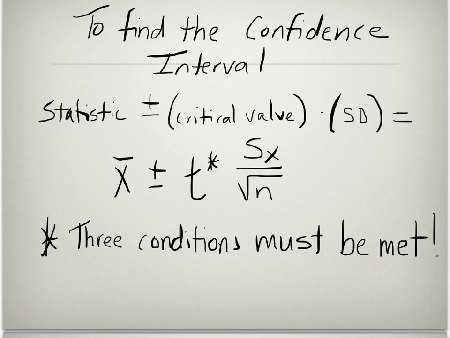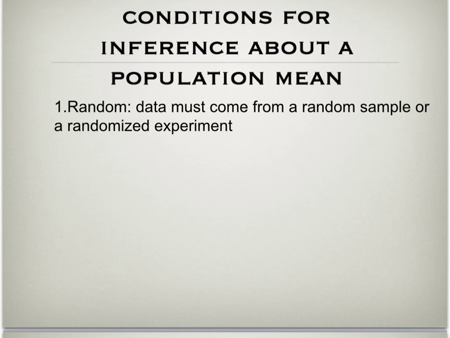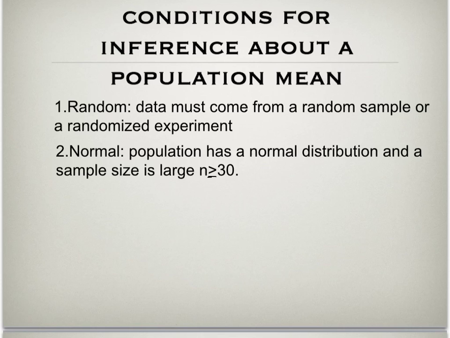Remember from before when we were calculating the confidence intervals for population proportions, the same three conditions must be met to find the confidence interval of sample means, meaning they must be random, independent, and normal. So again, the conditions for inference about a population mean. The first one, random. The data must come from a random sample or a randomized experiment. It must have a normal distribution. Population has a normal distribution and a sample size has to be large. In this case, the sample size has to be greater than or equal to 30.